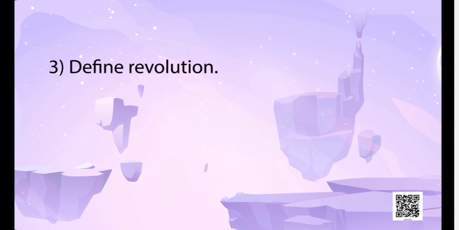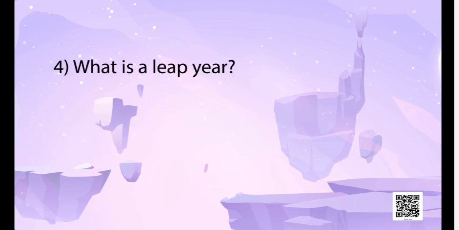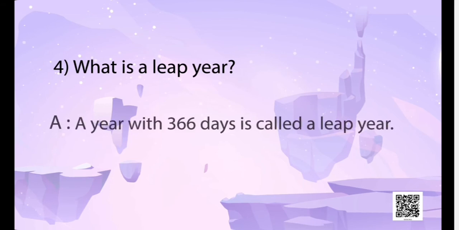Question number 3. Define revolution. The answer is: motion of the earth around the sun in its orbit is called revolution. Question number 4. What is a leap year? Answer: a year with 366 days is called a leap year.